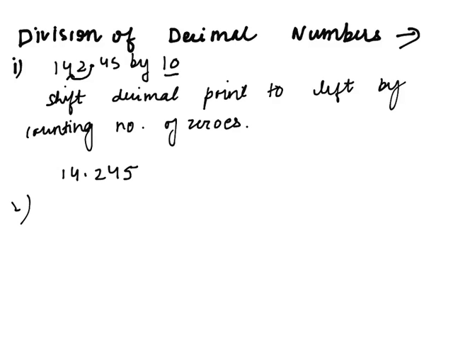Another example is we have 54.25. We are dividing it by 10. So again we have only one zero. So we will shift the decimal point one place towards left. So we will get 5.425.